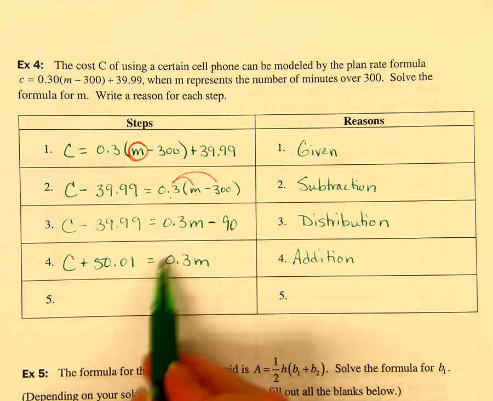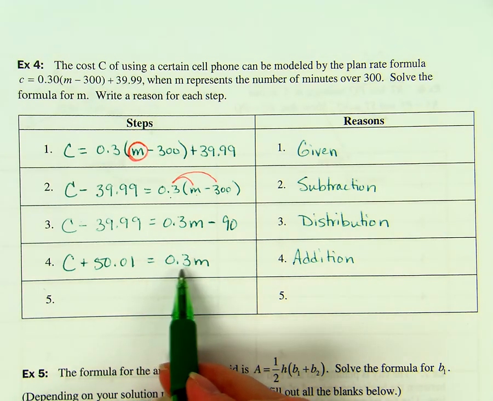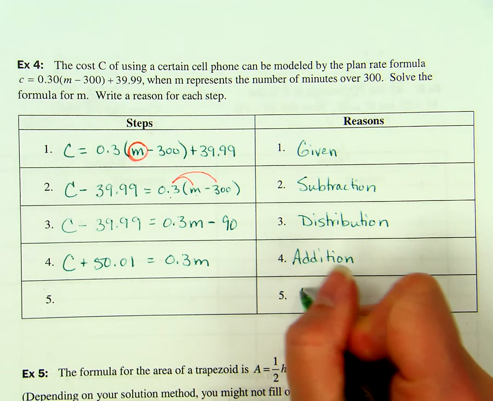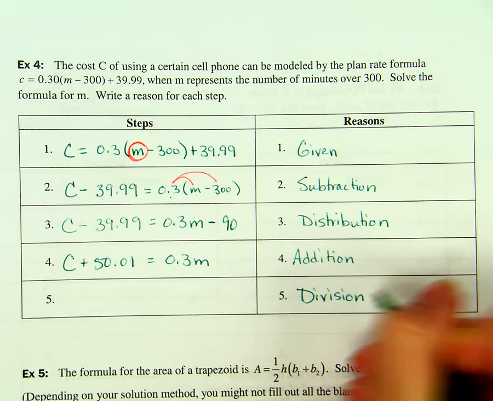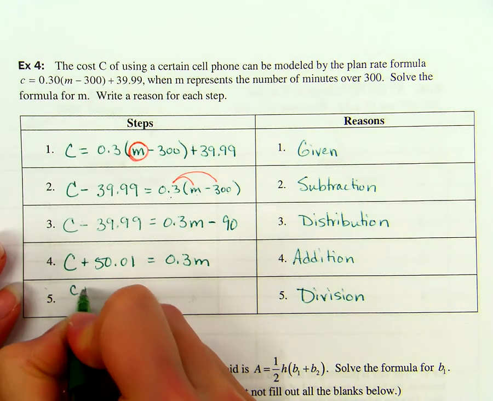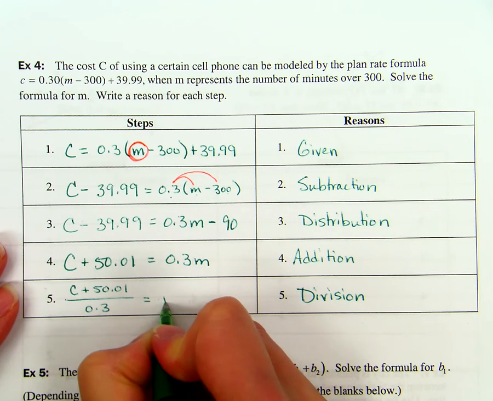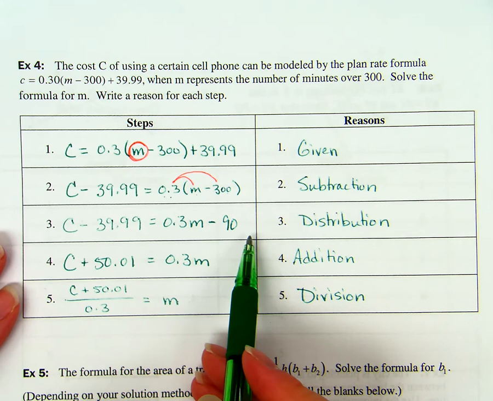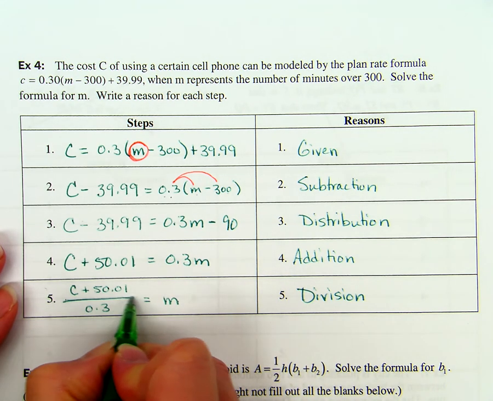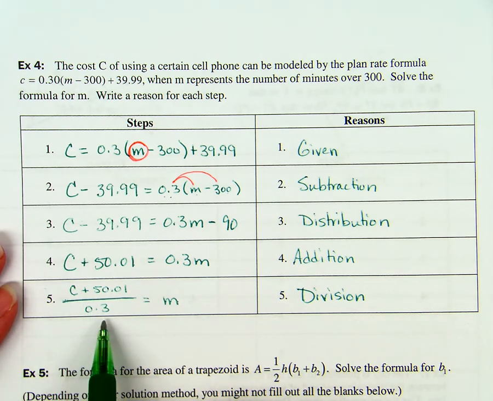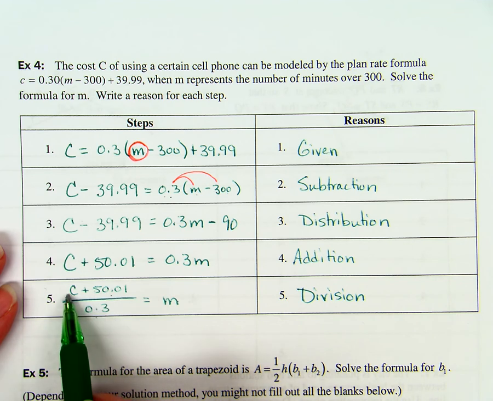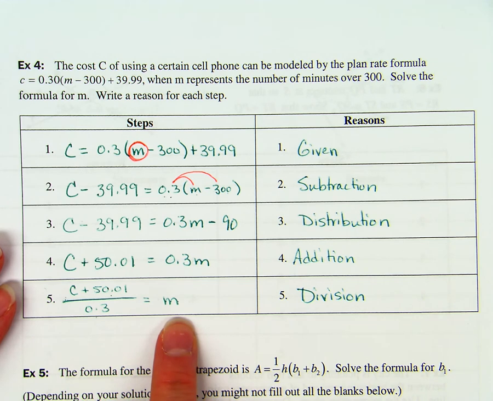My last step needs to be moving this 0.3 to the opposite side. Right now it's 0.3 times m. To move it over, I will use the opposite operation, which is division. Now on this one, the division is going to look a little bit different than perhaps we might think initially, because we can't simplify. On our other steps, we were able to combine like terms or simplify. Here, with the division, we have to leave it as a fraction because there's nothing to divide. Be careful, the 50.01 does not divide by the 0.3 because the C has to divide as well. We can't simplify one of our numbers on top without simplifying the other. So this would actually be our final answer. Not the prettiest of answers, but it is correct.